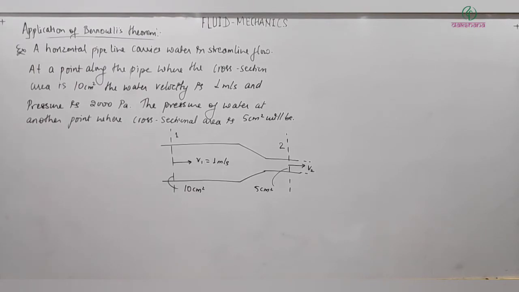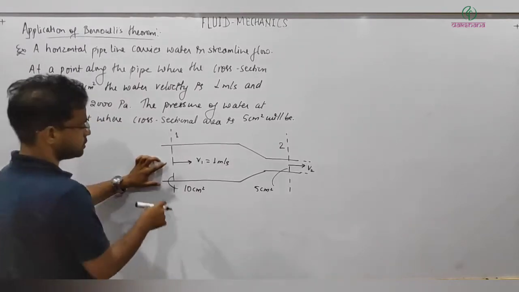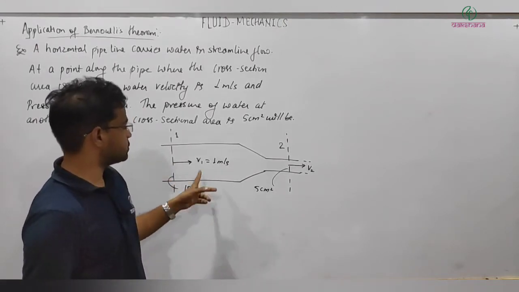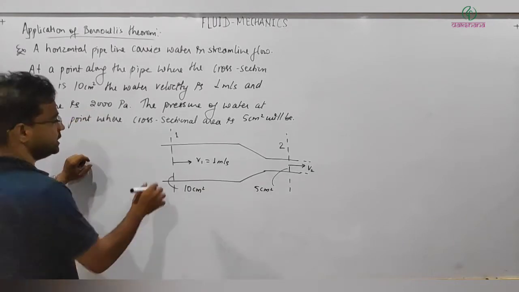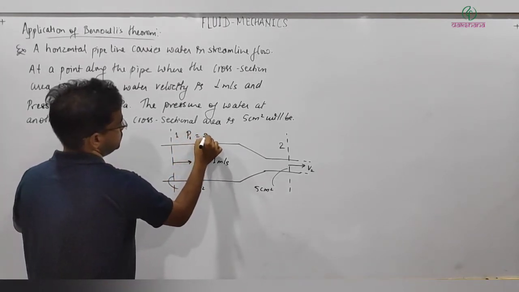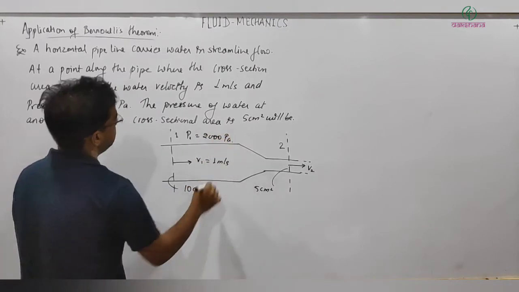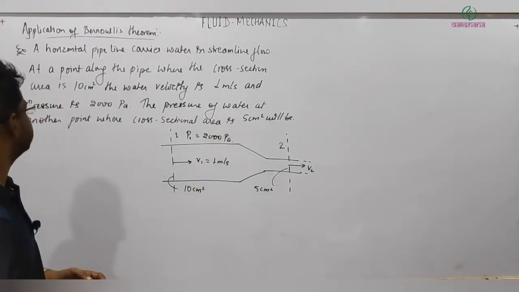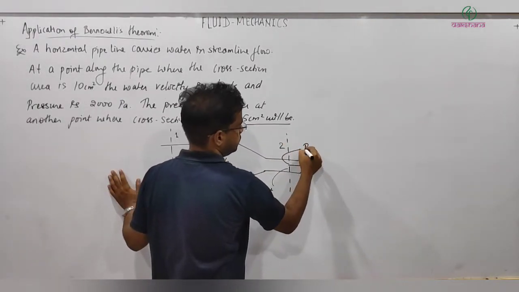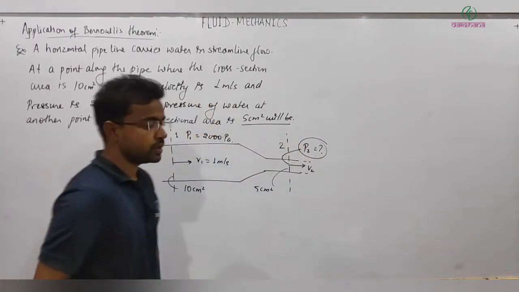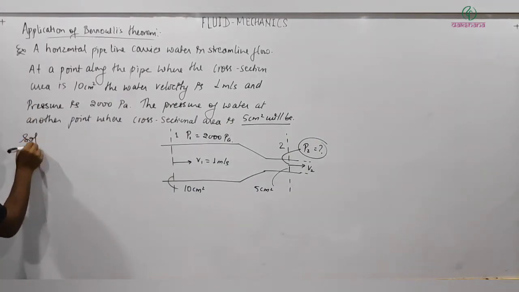Okay, let's see one more problem. A horizontal pipeline carries water in streamlined flow. At a point along the pipe where the cross-sectional area is 10 centimeters square, the velocity of water is given as 1 meter per second, and the pressure at this point, P1, is given as 2000 Pascal. And the pressure of water at another point where the cross-sectional area is 5 centimeters square, at this point we need to find the pressure. That seems like an easy problem.